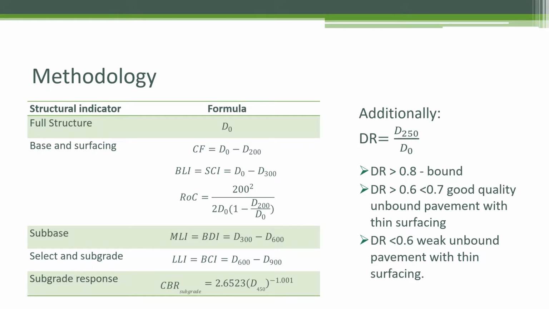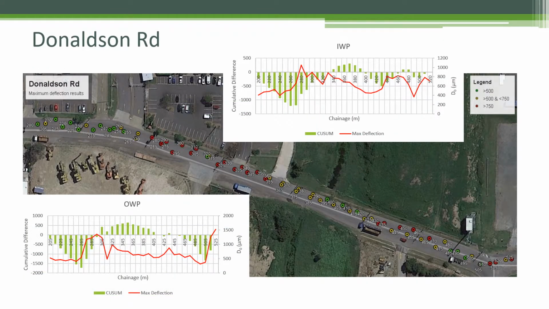Now onto the case study analysis. Donaldson Road in Rocklea is part of a freight route in the Brisbane City Council area. The pavement type that was identified on this road is a thin asphalt over a granular base. Now, the graphs shown on this slide are the cumulative sum control charts of the outer and inner wheel path. And the image is a plan view of Donaldson Road showing the maximum deflection changing colour with the changing condition.